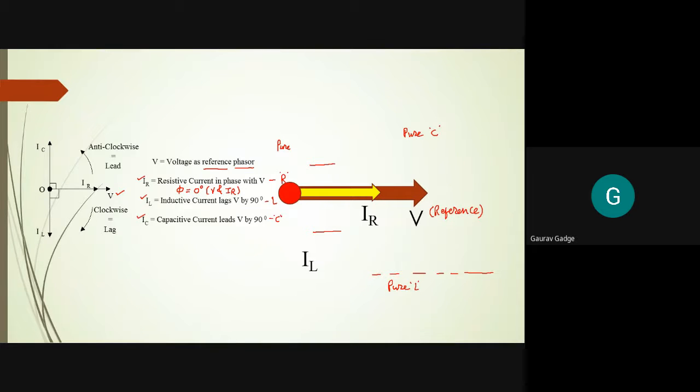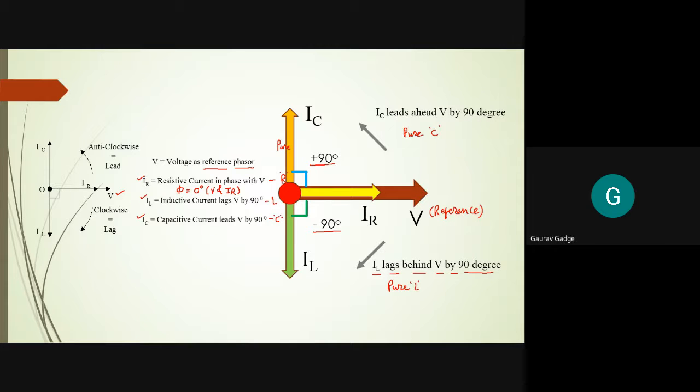Then inductive current is plotted on the negative y-axis, and capacitive current is plotted on the positive y-axis. So what it shows is that inductive current has a phase shift of minus 90 degree with the voltage reference phasor, and capacitive current has a positive 90 degree phase shift with the voltage reference phasor. So from that we can comment, for pure inductive, current lags behind voltage by 90 degree, and for pure capacitance, capacitive current leads ahead of voltage by an angle of 90 degree.